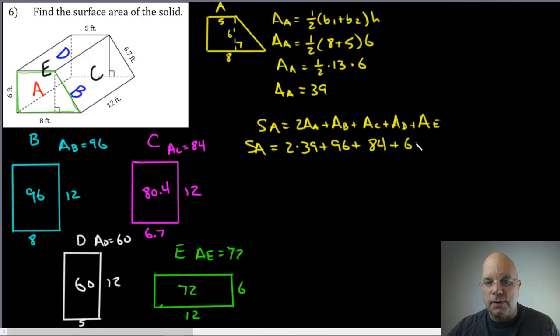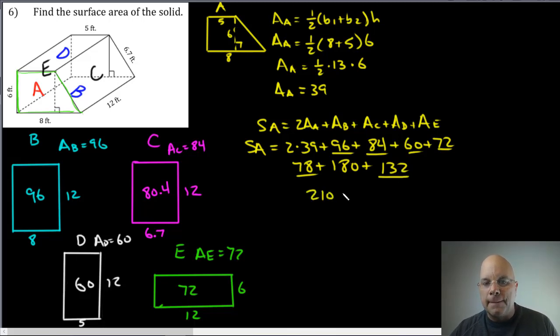plus 60 plus 72. That's 78, and these go together nicely because the 6 and the 4 is 10, 10 and 90 is 100, 180 is 180, plus these two added together is 132. And these go nicely together because the 8 and the 2 is 10. So I have 140 and 70, 210 plus 180, 390 square feet would be the total surface area if I've done it right.